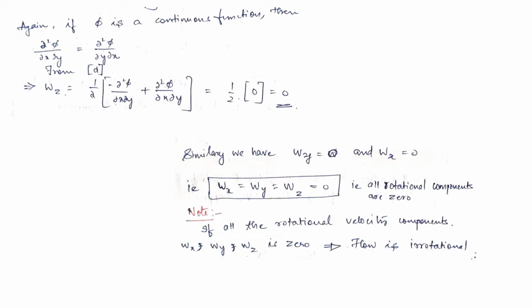Similarly, we have the wx and the wy. The wz, wx and wy are equal to 0, which means all the rotational components are 0. That means if all the rotational velocity components are 0, the flow is said to be irrotational.